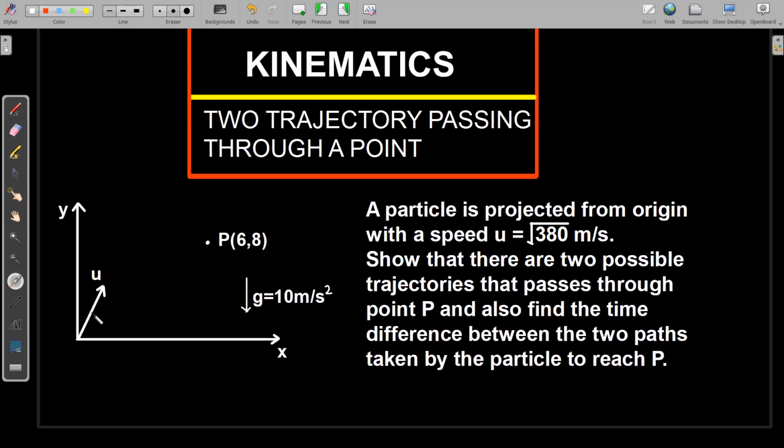Now suppose we are projecting the particle from the origin and there is a point P in this xy plane having coordinates 6 comma 8 meters. We need to show that there are two possible trajectories for this particle which can pass through this point P. And since there are two different paths, there will be two different time intervals for the particle to reach point P. So we need to find the difference between those time intervals. Let us see how we can approach this particular problem.